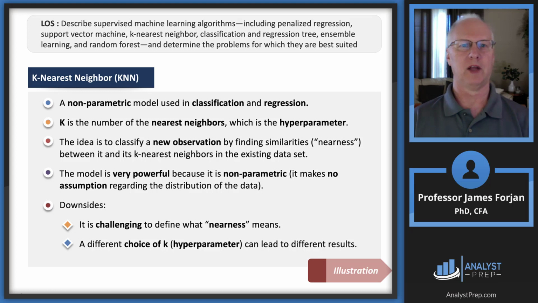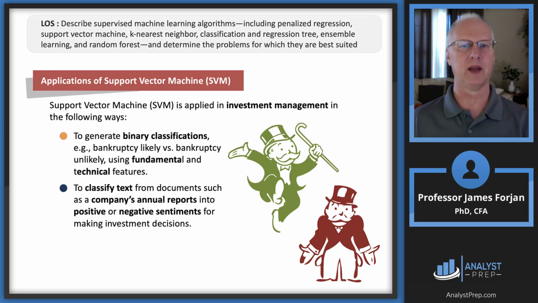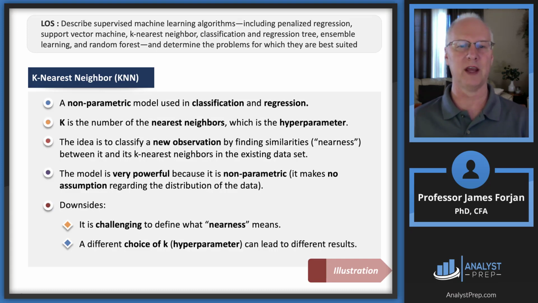Another supervised machine learning algorithm is known as the k-nearest neighbor. And unlike the support vector machine, which sounds complex, and it's not really, the k-nearest neighbor doesn't sound complex, and it's not either. It's exactly what the name suggests.